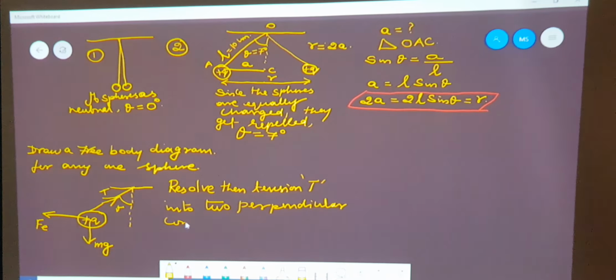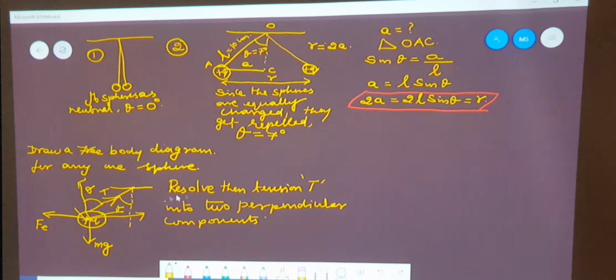You have studied in vectors how to separate a single vector into components, into two perpendicular components. When I am resolving this, I can resolve it into two: one as the horizontal component, and another one as the vertical component. If this angle is theta, then this angle is also considered to be theta.